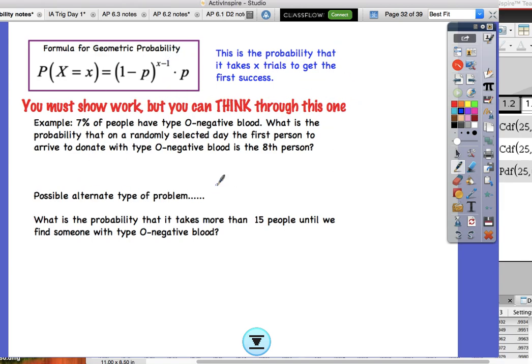So here's an example. 7% of people have type O negative blood. What's the probability that on a randomly selected day, the first person to arrive to donate with type O negative blood is the 8th person? So a success is having O negative and a fail is not. Each person is independent. I do not have a set number of people. It does not say, oh, 20 people come. It doesn't say anything about a set number of people. But I do have a constant probability of success, 7%. So this is geometric.